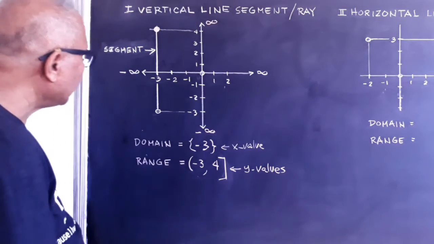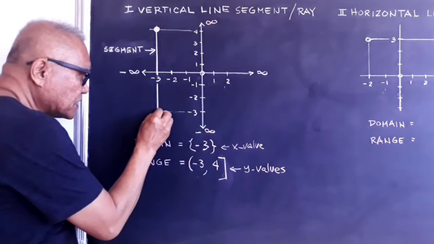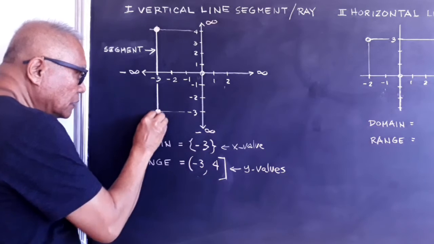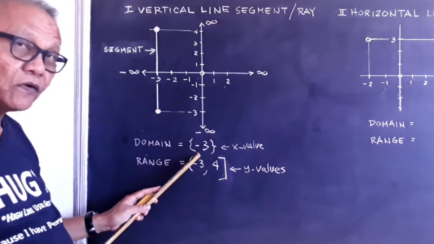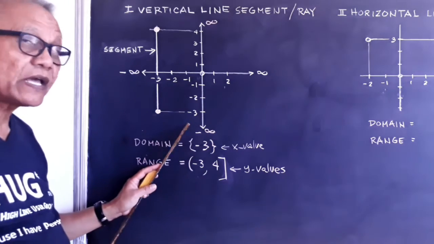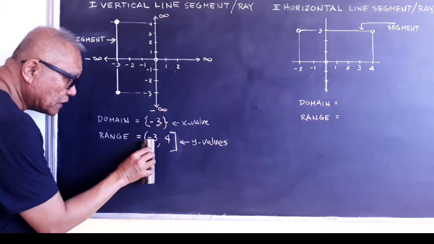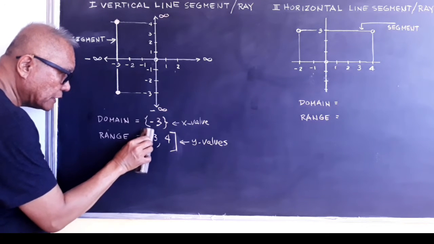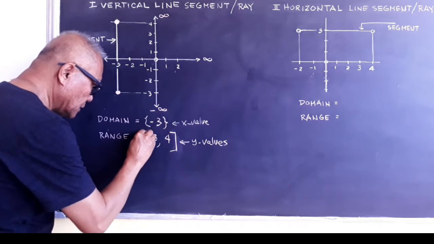Okay. What if this one is also shaded? It means it is included here. So again, the domain is the same, -3 only, but the range will be different. What will happen to the -3? It will be included now. Therefore, we'll just change this open parenthesis into a square bracket here.